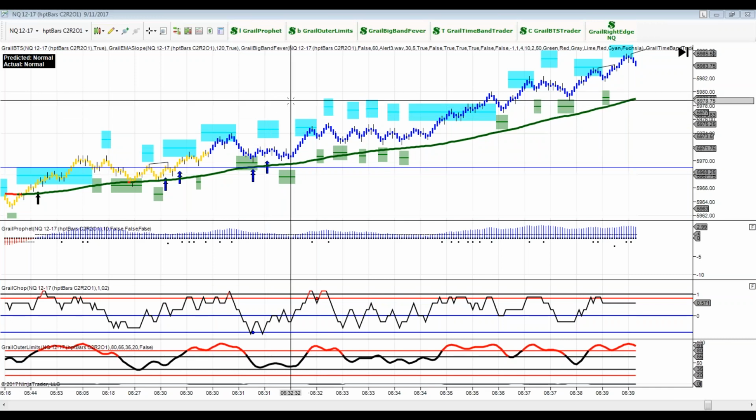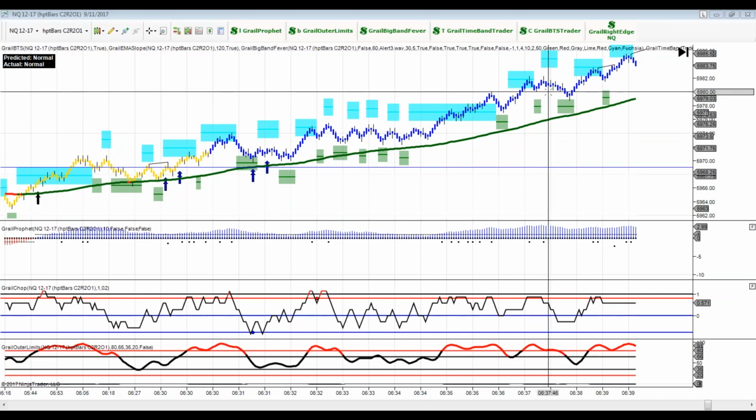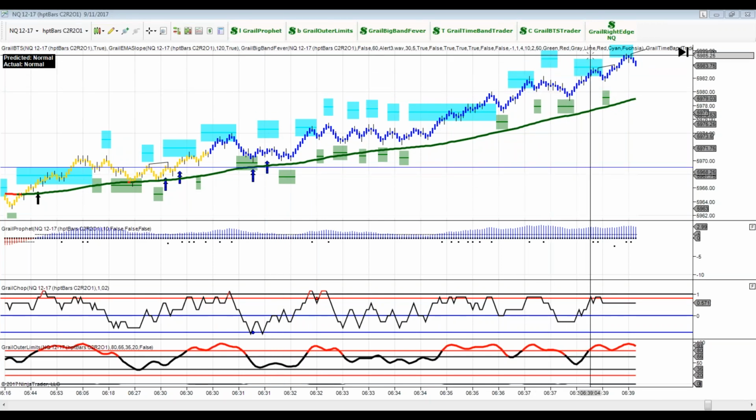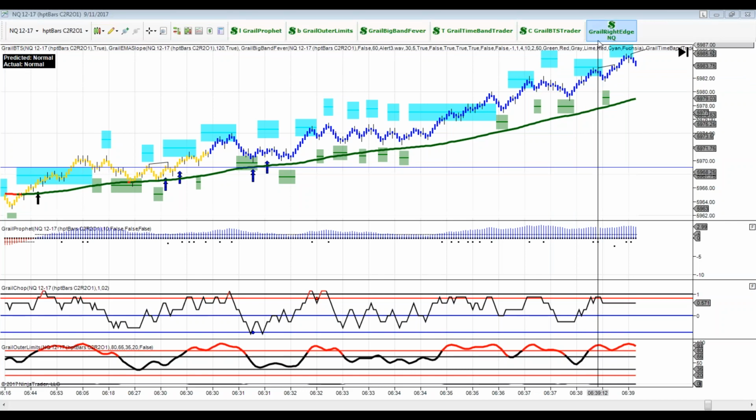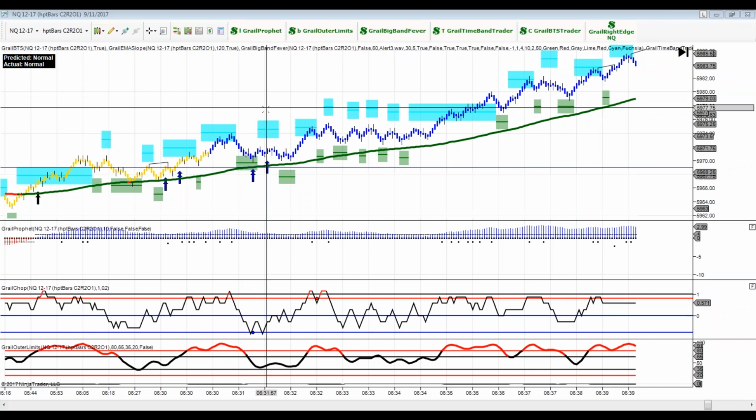This training video is going to go over the Grail right edge indicator. Now, I've gone ahead and put the Grail right edge indicator on the chart. When you do that, you'll notice you're going to get a tab up here at the top that says Grail right edge. This is the Nasdaq contract.